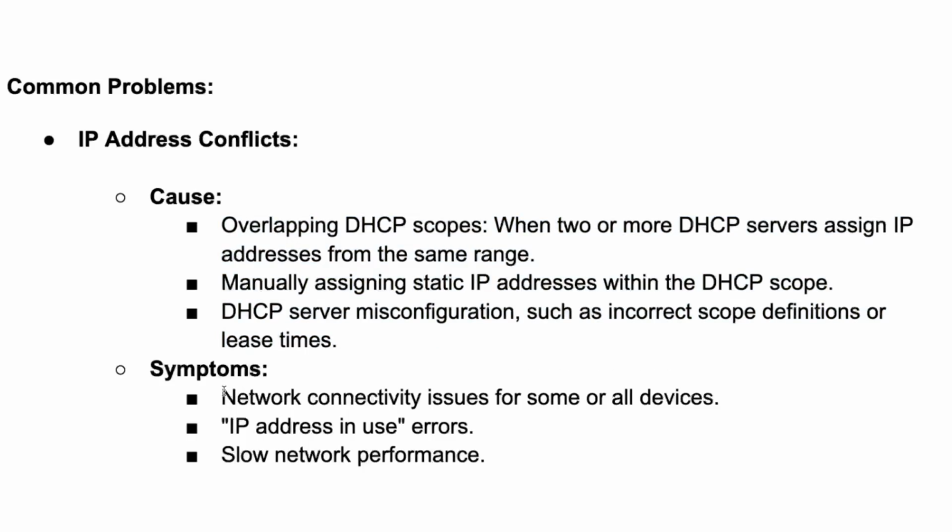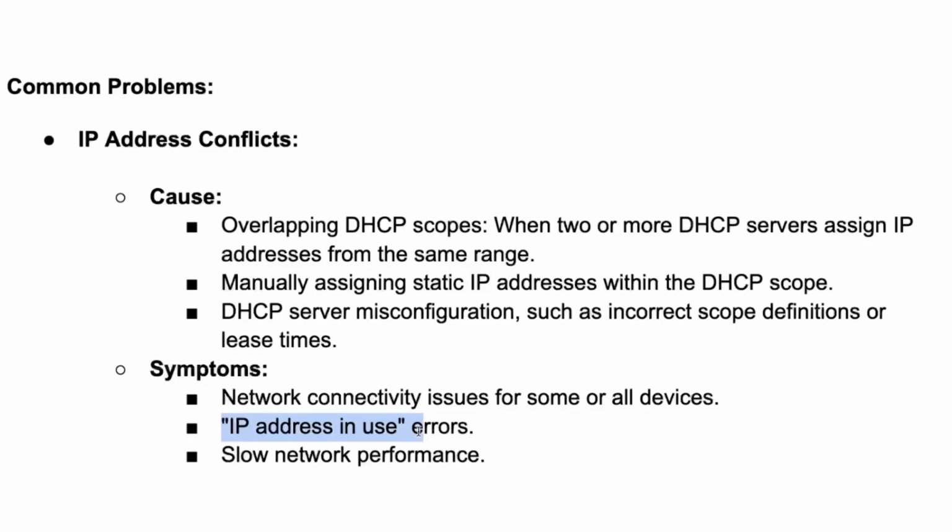And then to be able to recognize these things, you need to know what the symptoms are that would potentially point to an IP address conflict being the problem for your DHCP configuration. So the network connectivity issue for some or all of the devices, very, very basic. They can't connect to the network, right? If some or all of the devices in your network can't connect, that's obviously a symptom.